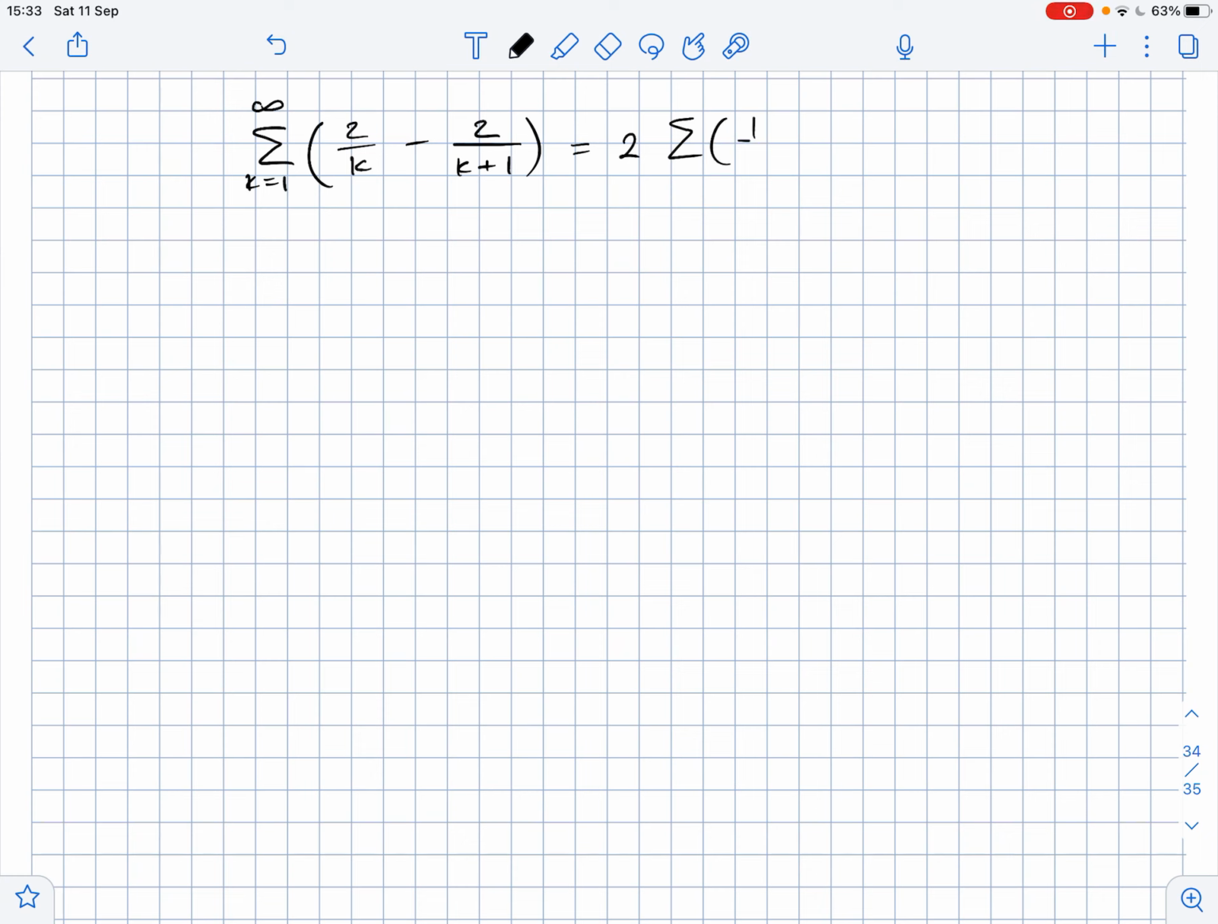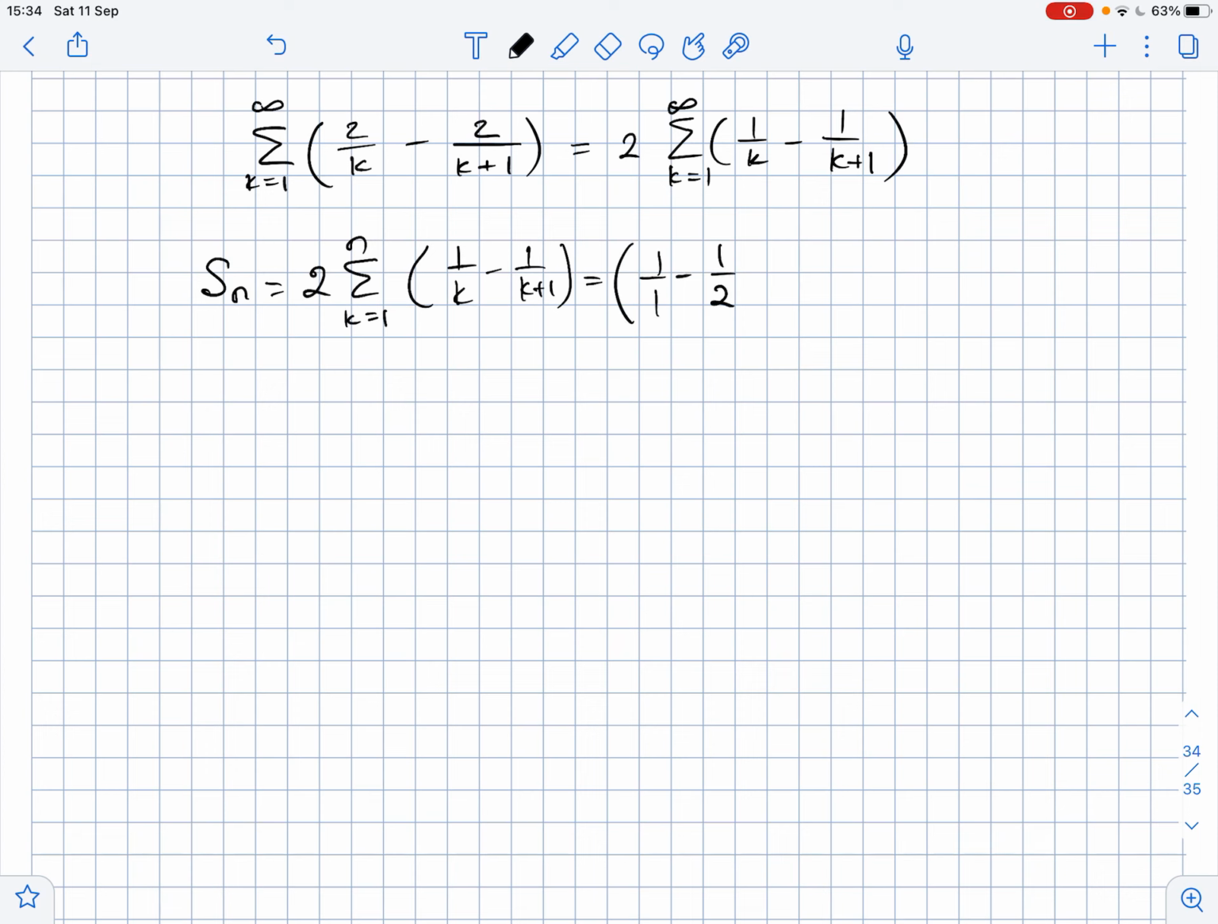We can rewrite it as 2 times the sum of 1 over k minus 1 over k plus 1, where k goes from 1 to infinity. Then let's try to expand it. Actually no, we won't expand it. We will write the nth partial sum, Sn, as 2 times the sum of 1 over k minus 1 over k plus 1, where k goes from 1 to n.